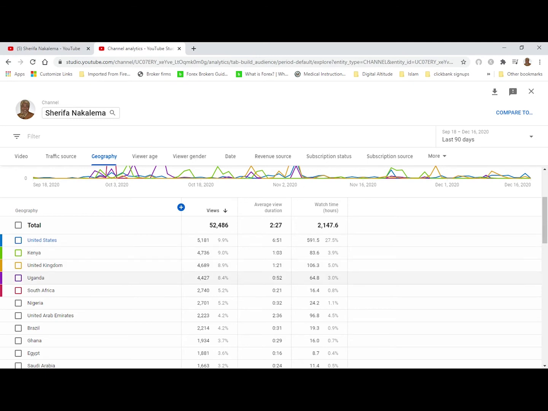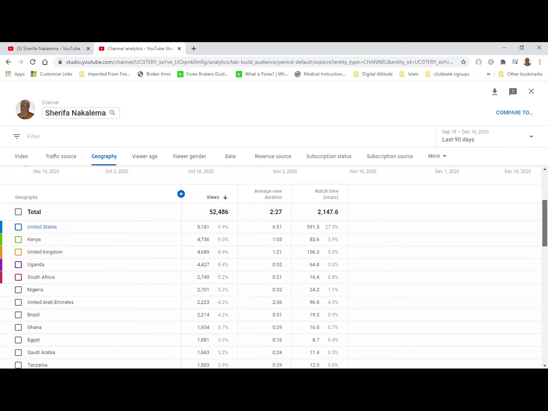And then see the rest: South Africa, Nigeria, UAE. UAE is staying almost 2 minutes, 2:36. It's fair, okay. But then you see all these, they don't even have a minute. That's where the data issues come from.